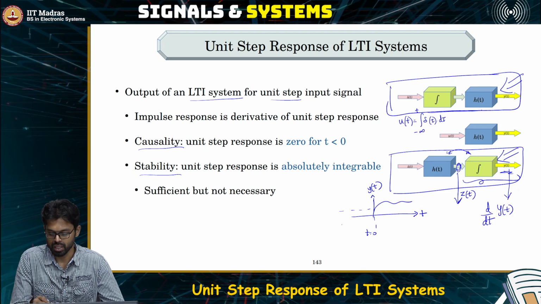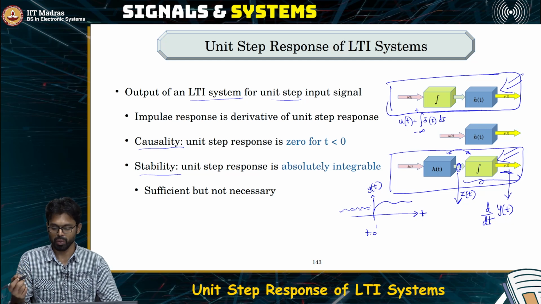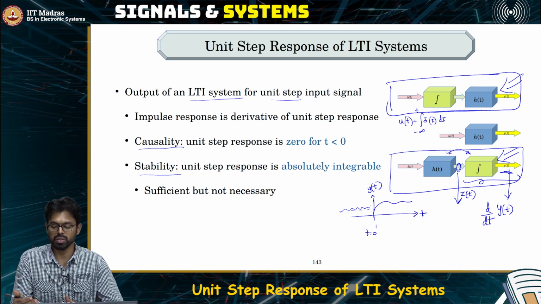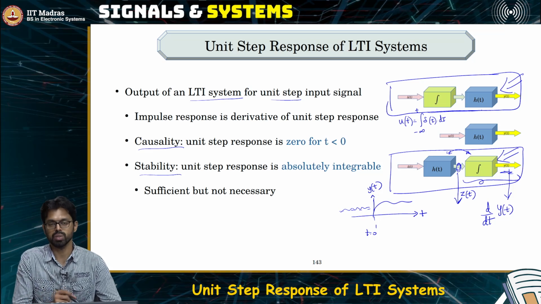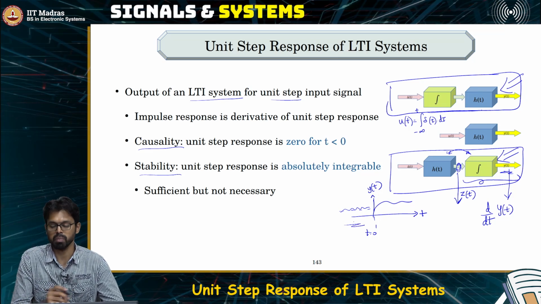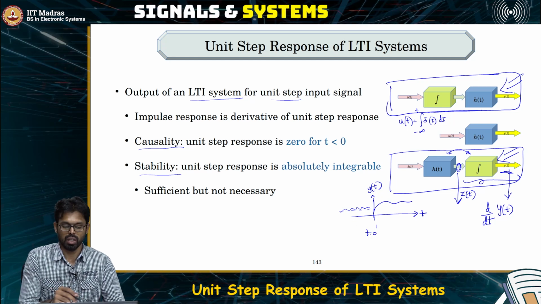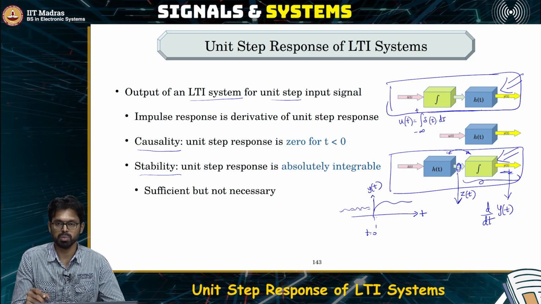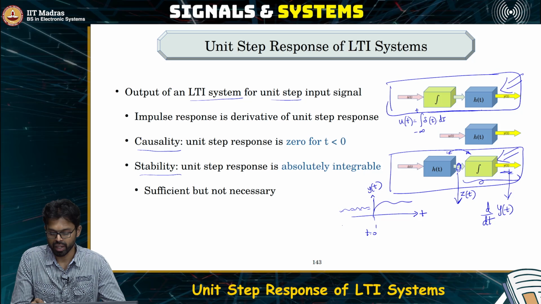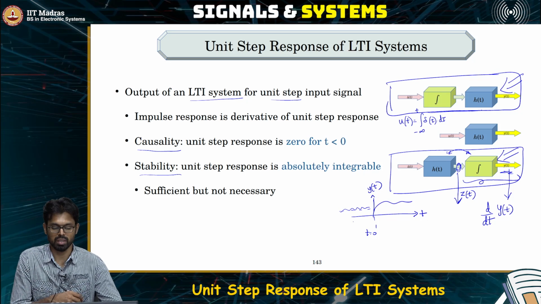So if the step response has non-zero values here for negative values of time, when we take the derivative, that will also have non-zero values, which means the impulse response will also have non-zero values in the negative values of time, and hence it will not be causal. So to ensure causality, the step response should be 0 for negative values of time, which is the same condition that we saw for the impulse response as well.